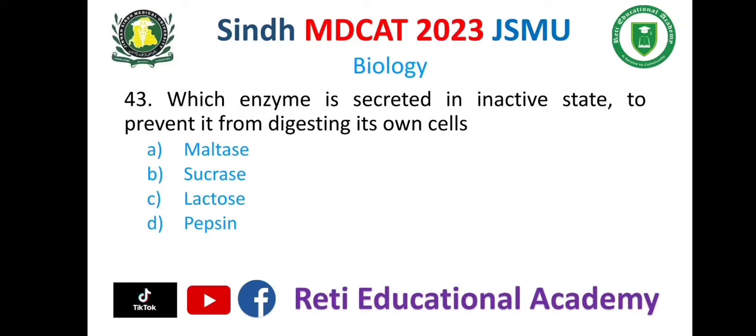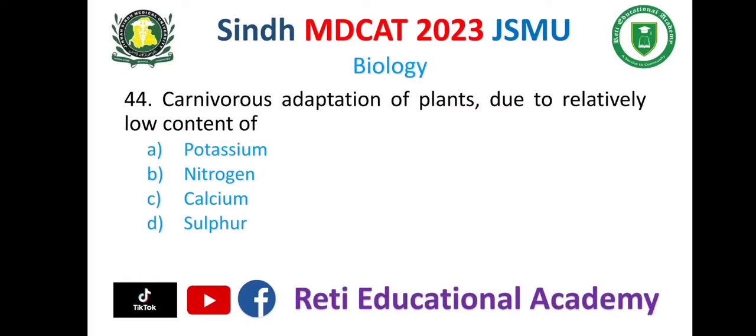Which enzyme is secreted in inactive state to prevent it from digesting its own cells? A. Maltase, B. Sucrase, C. Lactose, D. Pepsin. And the correct option is D. Pepsin. Question number 44.